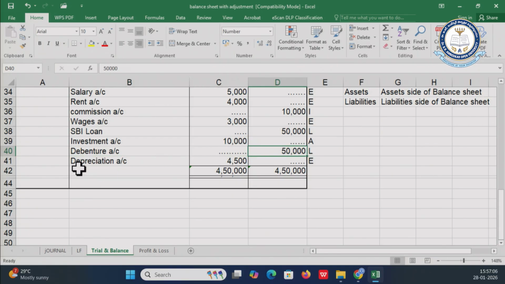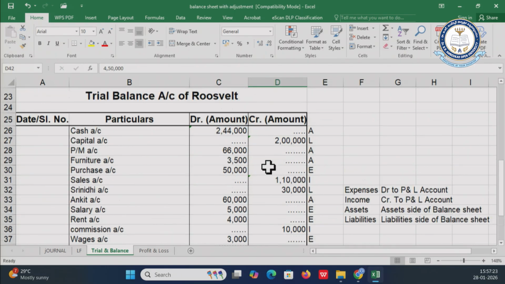trial balance. Then depreciation is a loss, not an expense, it's a loss. All expenses and losses are shown in the debit column. Hence the trial balance total is 4,50,000 on both sides. This is the total of the trial balance of Roosevelt.